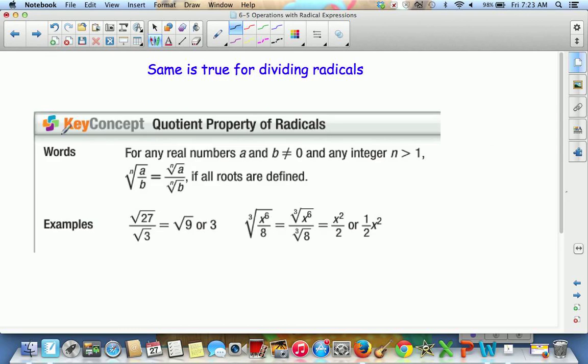Same is true for dividing radicals. Again, if they have the same n, if you will, you can separate them like this, or you can put them together as well. So the square root of 27 over the square root of 3 is the square root of 9, which is 3. Same thing here. The cube root of x to the 6 over x to the 8th. You can go ahead and simplify that on top and on bottom.